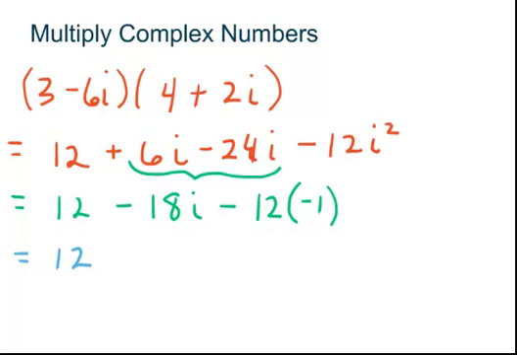So we have negative 12 minus 18i, and negative 12 times negative 1, positive 12. So finally, still not done. This is not an A plus BI form. I have two real parts here. So I need to add those together. 24 minus 18i.